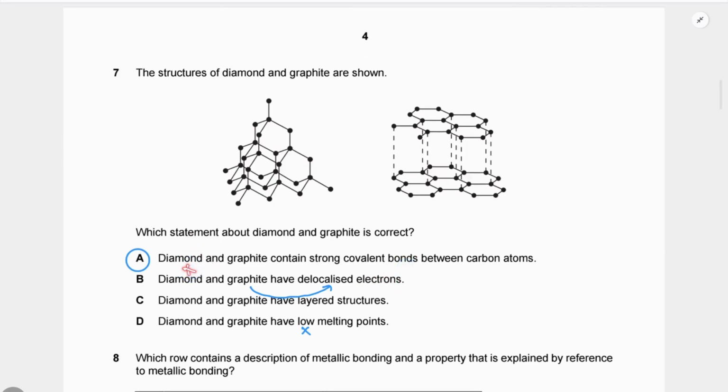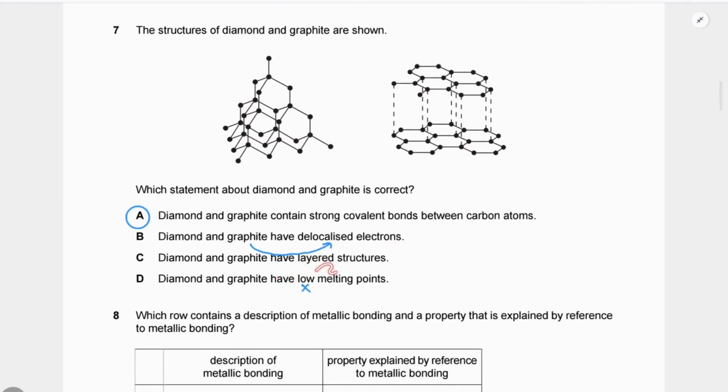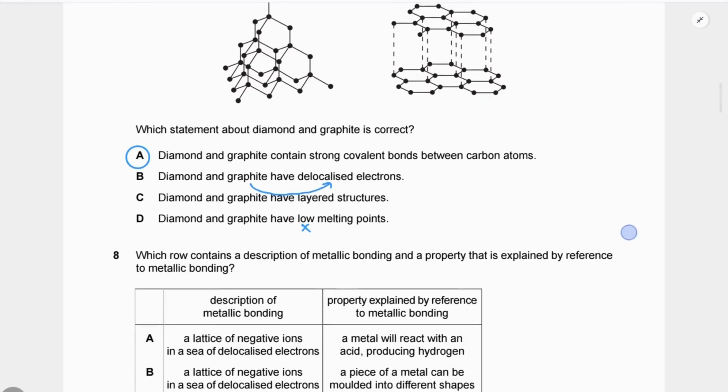Diamond and graphite have delocalized electrons? Incorrect, because only graphite will show delocalized electrons. Diamond and graphite have a layered structure? No, again. Diamond and graphite have a low melting point? No, they have a high melting point.